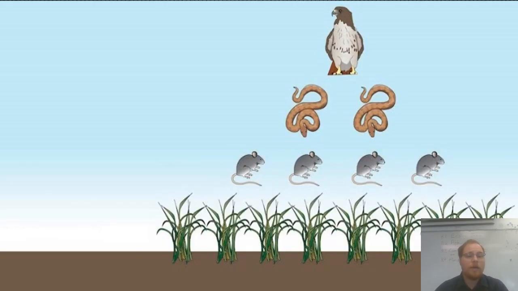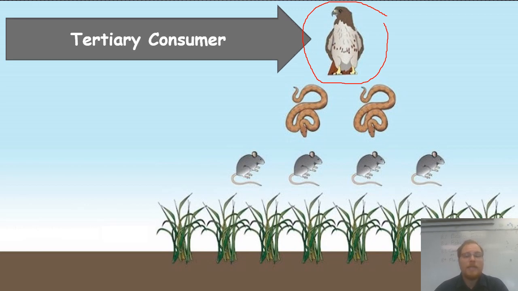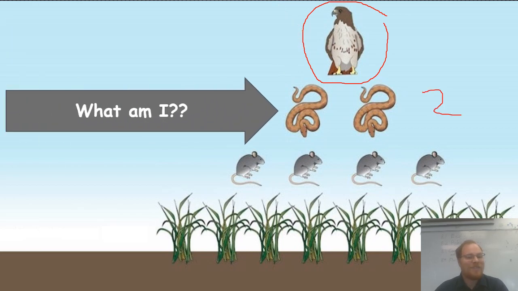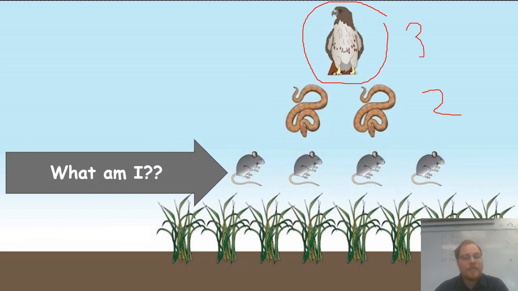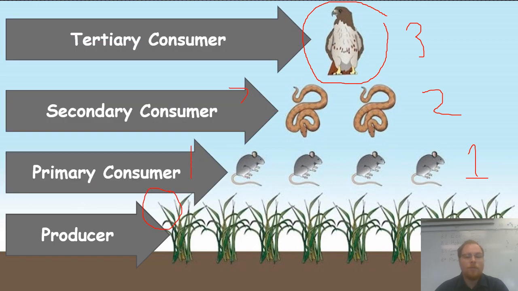Now, I know you're not here right now, but still, I'd like you to answer these questions as we go. What is this guy right here? He would be a tertiary consumer because he's eating the secondary consumers. I already said it, but what is this guy right here? Secondary consumer. And what is the mouse right here? Because he's eating plants, he would be called a primary consumer. And finally, the plants at the bottom, what are those? They're going to be the producers. So you can think of them as 0, 1, 2, 3.